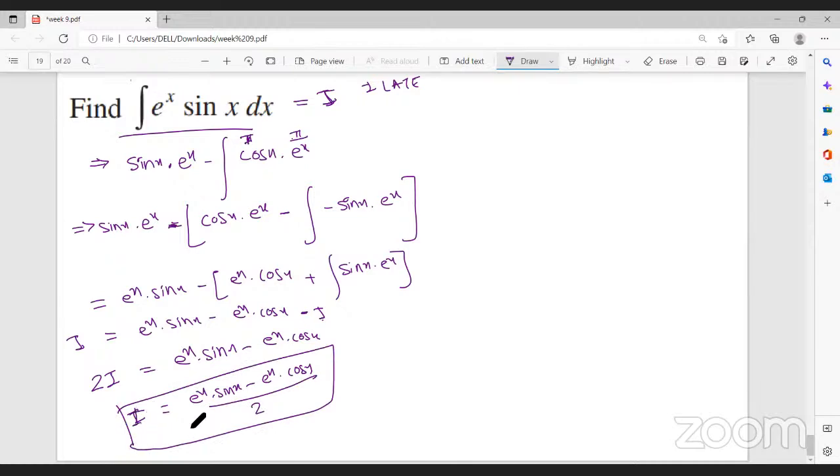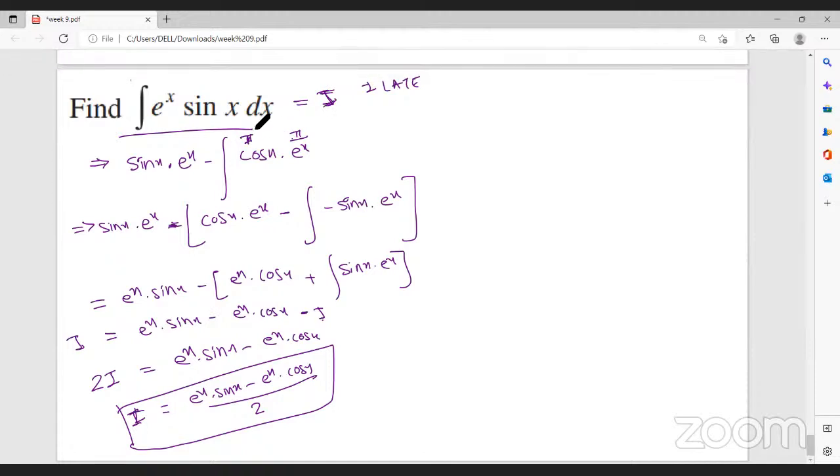Okay, we have to understand that when we get the same thing, we just have to put the value of I like this. Okay, any doubt in this problem? No, sir. Okay, so just one homework question for you: integral of e to the power ax sin bx dx. Try to evaluate this, okay?